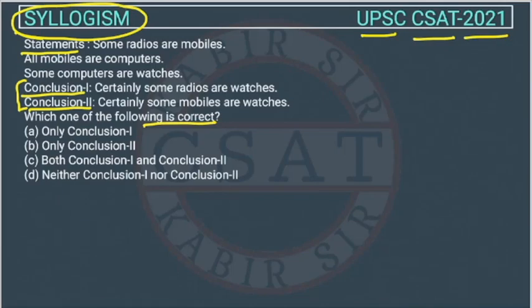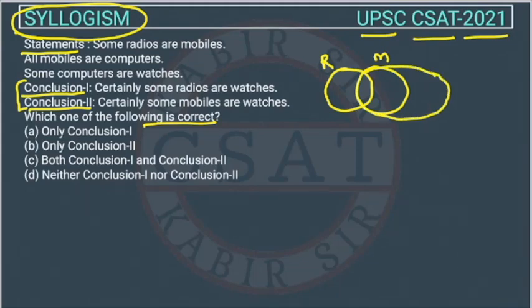So the first statement is some radios are mobile. This is a Venn diagram of radio. Some radios are mobile. All mobiles are computer. So all mobile, we will cover this. This is a Venn diagram of mobile. So this all will be, because this is given, all mobiles are computer. So all the mobile are computer, right? Now some computer are watches. Some computer are watches, right? So these are watch. Okay, we don't know the relationship between mobile and watch and radio and watch, right?